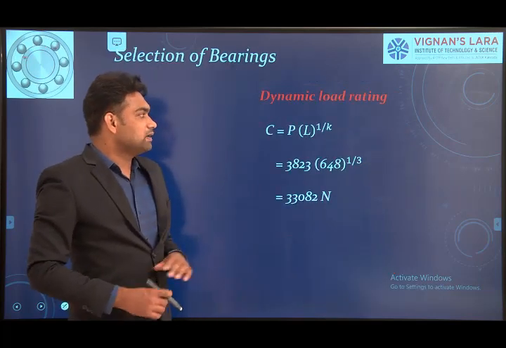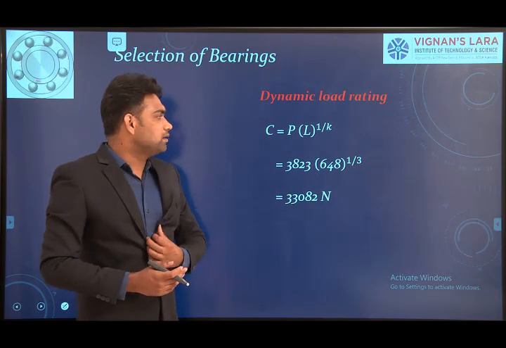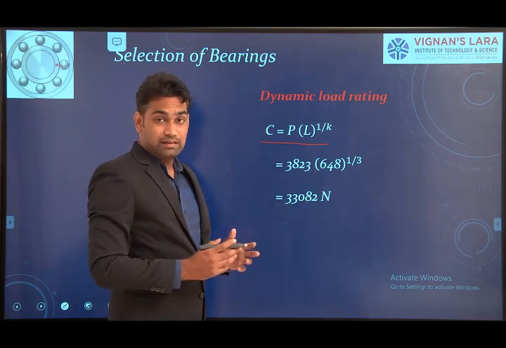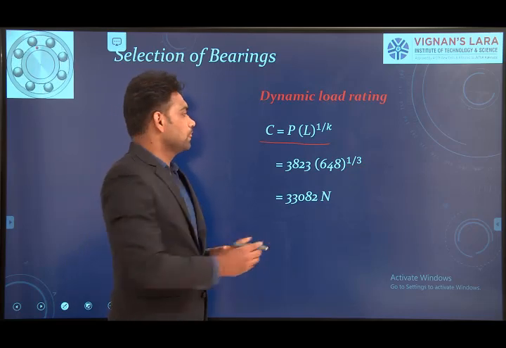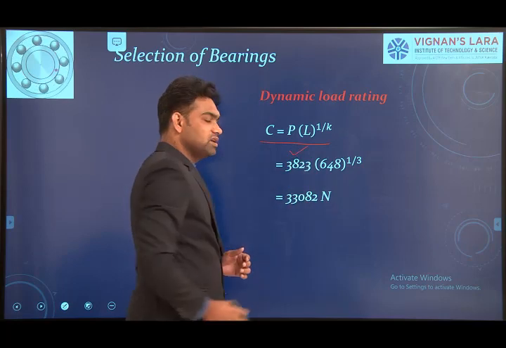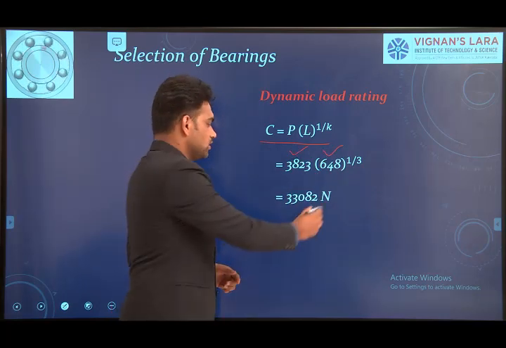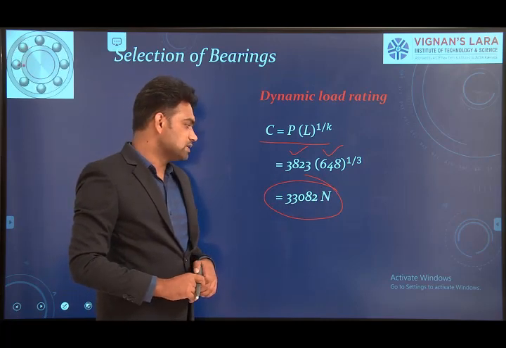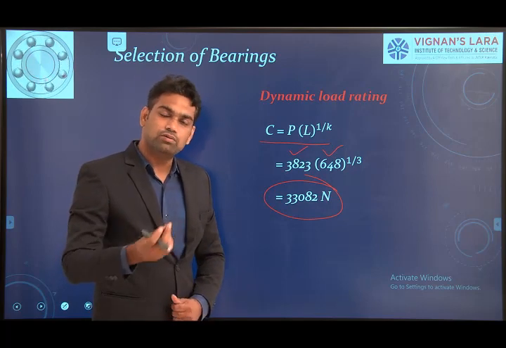Now coming to the dynamic load rating, from the load life relationship we need to calculate the dynamic load rating, that is C equal to P into L power 1 by K. P is the equivalent load you have calculated using the variable load, that is 3823 newtons, and the life is 648 million revolutions. You can calculate the dynamic load capacity as 33 kilonewtons.